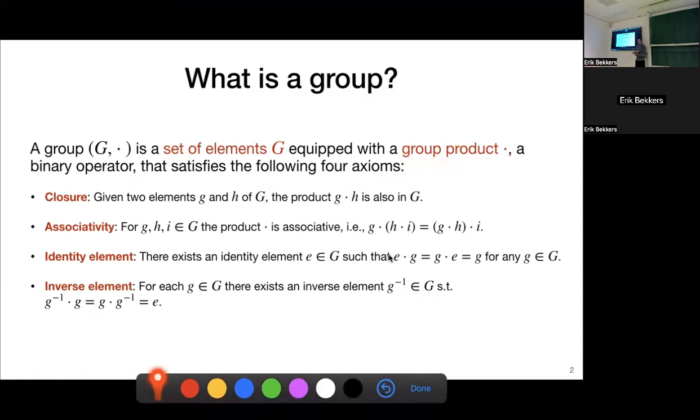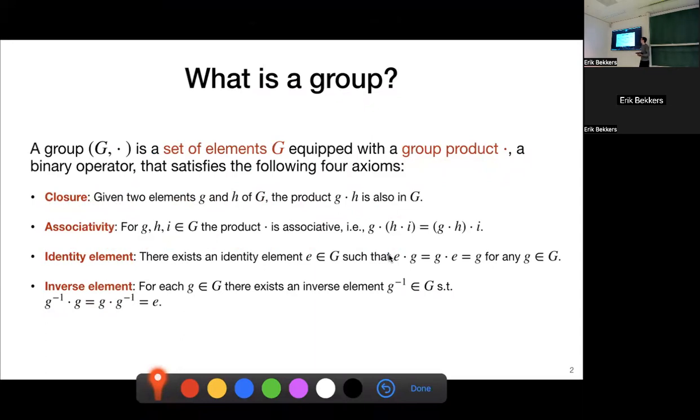And so what is a group then? A group is a set of elements which I know how to combine via this group product. It's a binary operator. It takes one element of the group, another element, and spits out a new element in the group. And that's called closure. This is a standard associativity. It is an identity element and an inverse element.